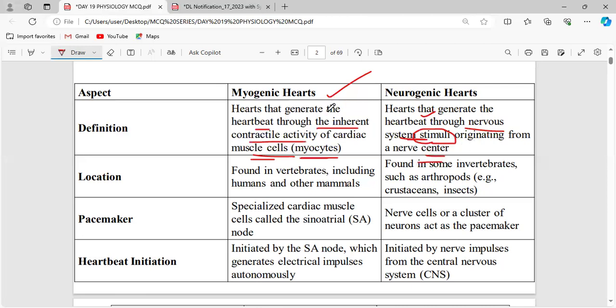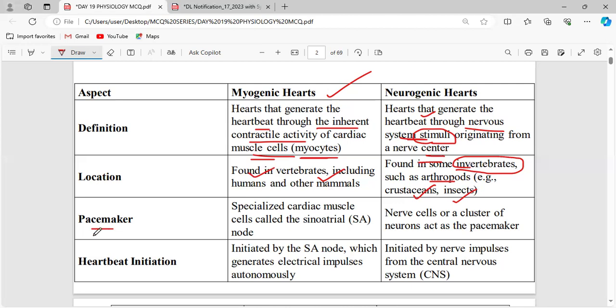So if the contractile activity is done by the cardiac muscles called myocytes, then it is called a myogenic heart. If it is under the control of nerve stimuli, then it is called a neurogenic heart. The myogenic heart is present in humans and other mammals. But the neurogenic heart is present in invertebrates, particularly arthropods. We know crustaceans and insects are classes under the phylum arthropods. Here we can see the neurogenic hearts.